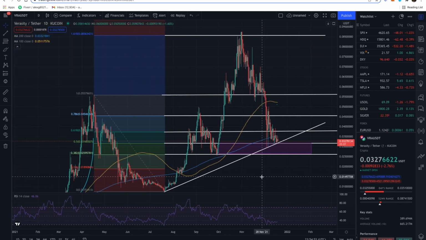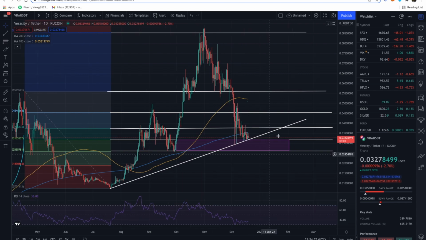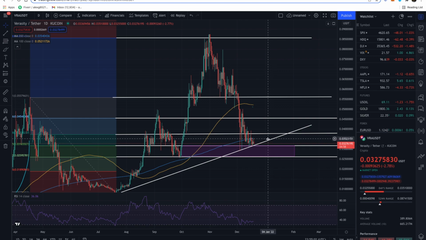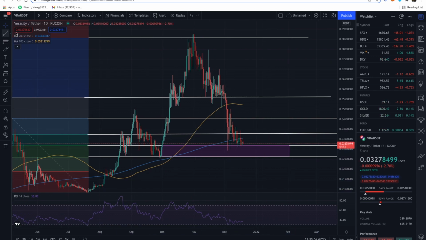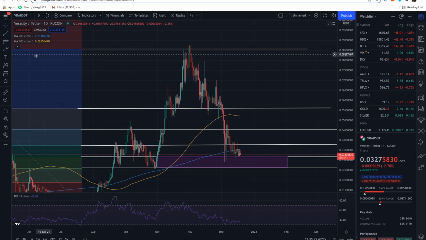Right, welcome back everybody. Today we're going to do a quick update on Verasity VRA. I try to cover this project pretty often, and today we're just going to do a quick chart analysis and price prediction update, and then we're going to get into a little bit of bullish news that came out recently about VRA. So let's jump right in.